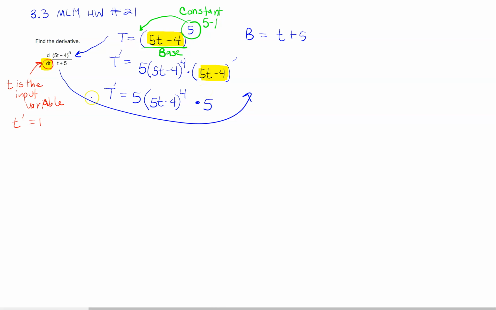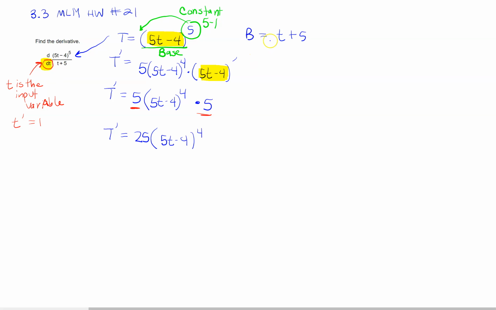And then I can go ahead and clean this up a little more because order doesn't matter when we multiply. So I'll just multiply the 5 times the 5 to get 25. So then I'll write that 25 factor first, and then I'll put the binomial to the 4th power at the end. Okay, now I'm going to go ahead and do the derivative of the bottom.